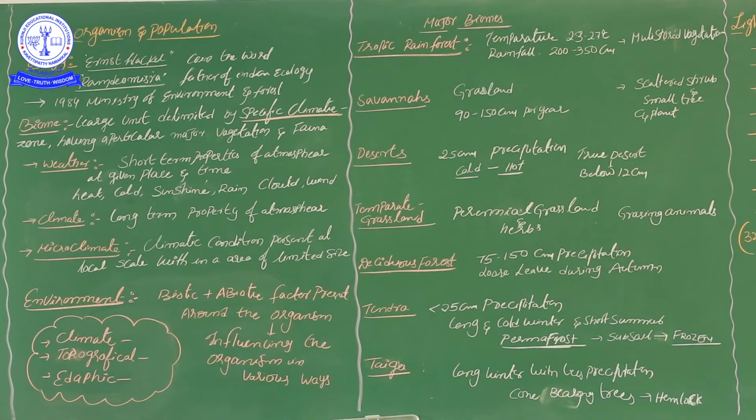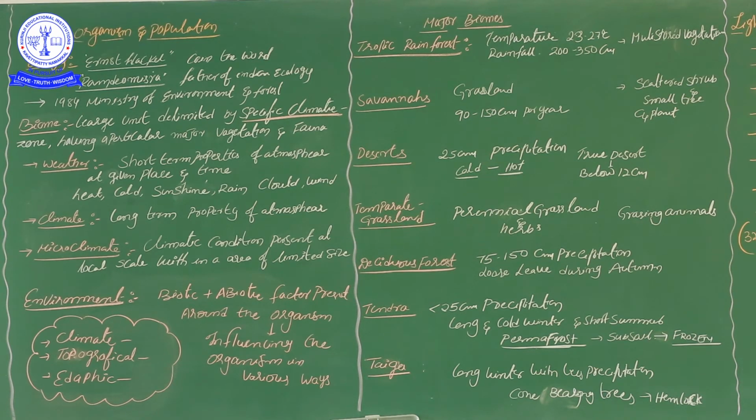So which plants can tolerate less water supply or water scarcity? Water scarcity adapted plants we can see only in the desert. Along with that, which animals can tolerate water problems, such as camels? All of that is present in the desert. And then come to the next one, temperate grassland.